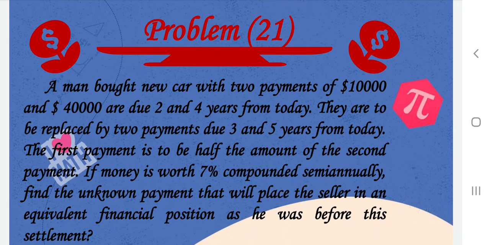Problem 21. A man bought a new car with two payments of $10,000 and $40,000 due 2 years and 4 years from today. They are to be replaced by two payments due 3 and 5 years from today. The first payment is to be half the amount of the second payment. If money is worth 7% compounded semi-annually, find the unknown payment that will place the seller in an equivalent financial position as he was before the settlement.